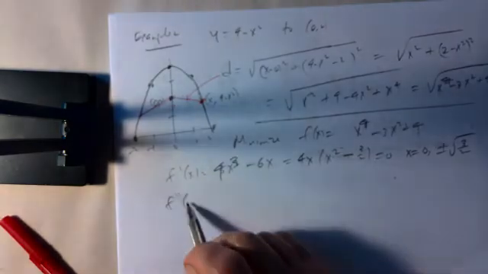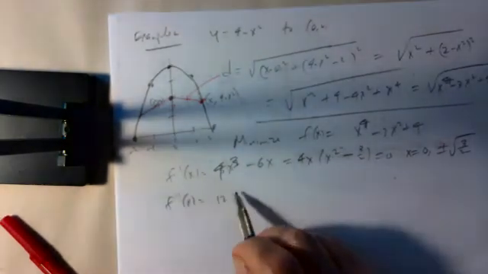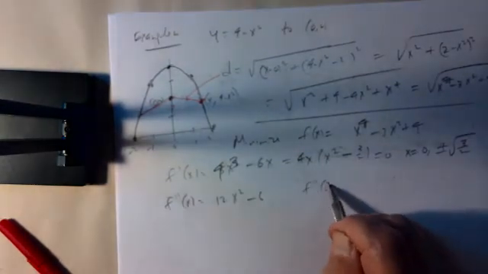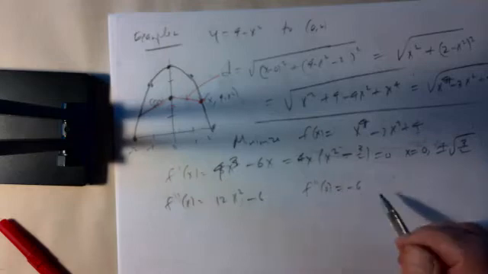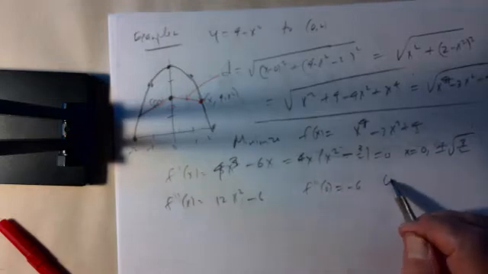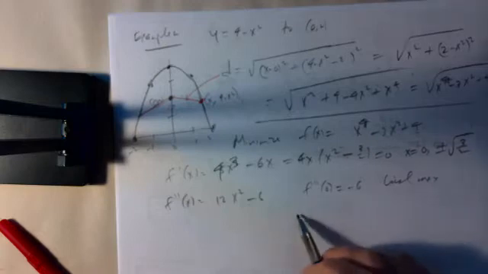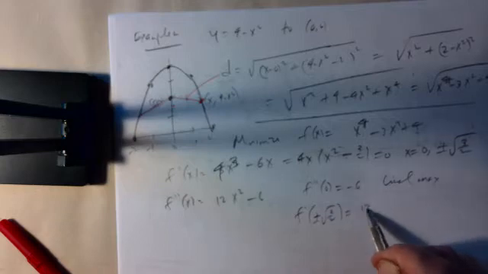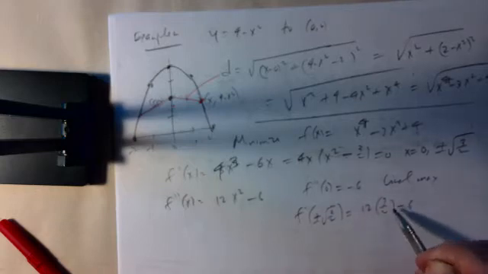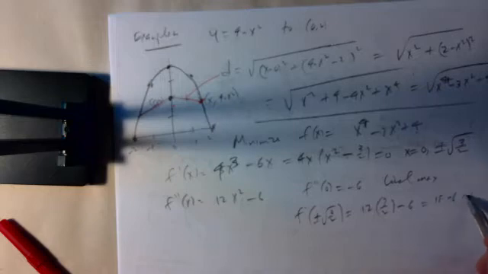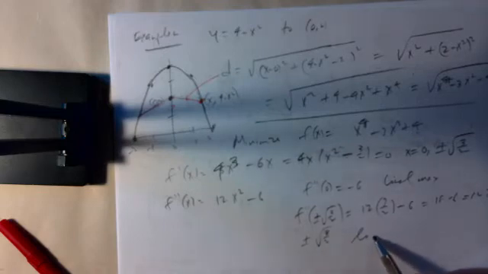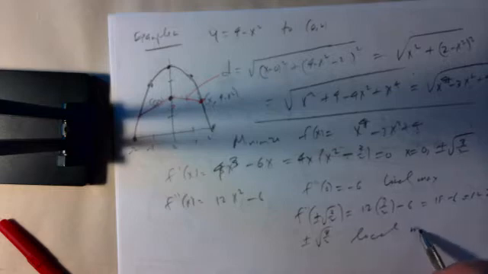So what is the second derivative? Second derivative is 12x squared minus 6. So the second derivative at 0 is minus 6, which means we have a local maximum there. And the second derivative at plus or minus the square root of 3/2 is 12 times 3/2 minus 6, which is 18 minus 6, which is 12, which is positive. So plus or minus the square root of 3/2, these are local minima.